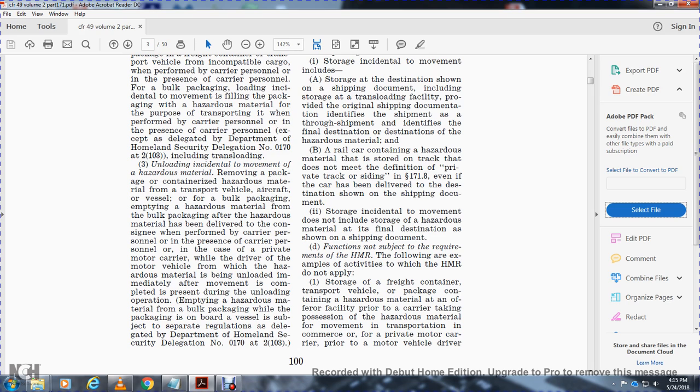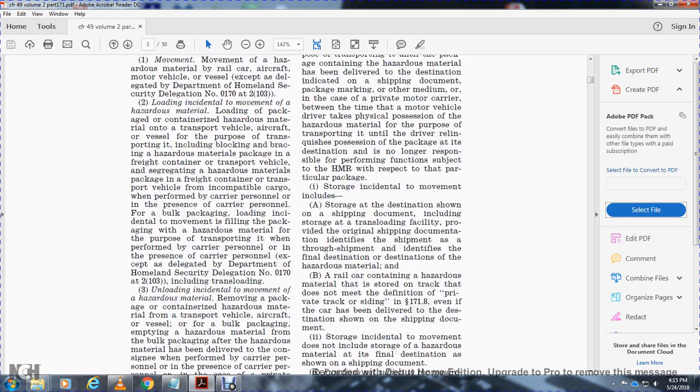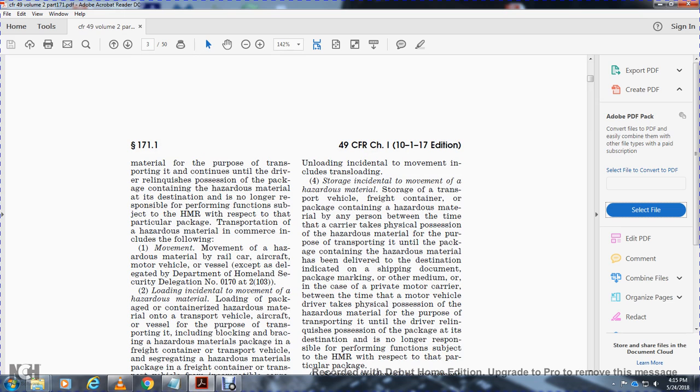The driver is present during the unloading operation, including emptying hazardous material from bulk packaging while the packaging is on board a vessel, which is subject to separate regulations delegated by the Department of Homeland Security under delegation 0710 at 2103. Unloading incidental to movement includes storage incidental to the movement of the hazardous material.